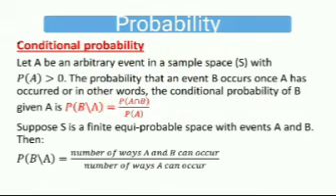Is that clear? That is the probability that event B occurs once A has occurred. Event B occurred once A has what? Has occurred is equal to probability of A intersection B divided by probability of A. Now, suppose S is a finite probability space with events A and B, then probability of B given A is equal to number of ways A and B can occur divided by number of ways A can occur.